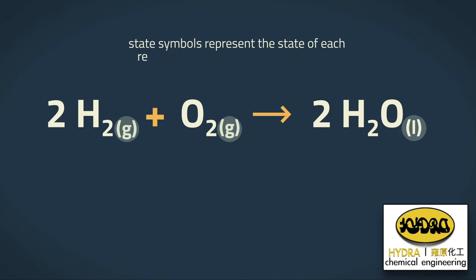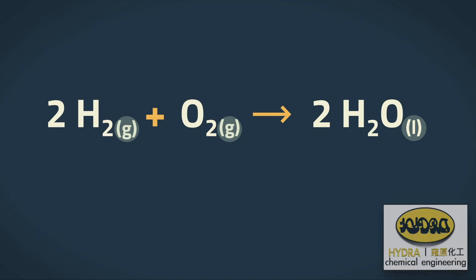In summary, state symbols represent the state of each reactant and each product in a reaction, and must be included in every chemical equation.